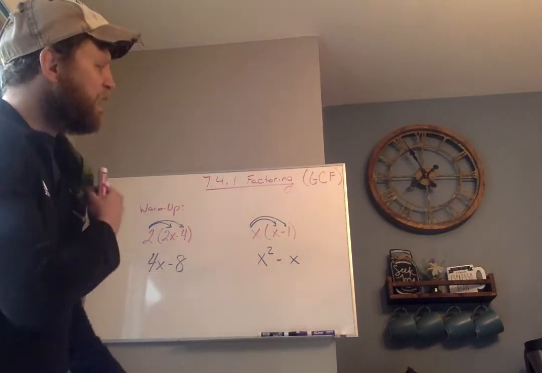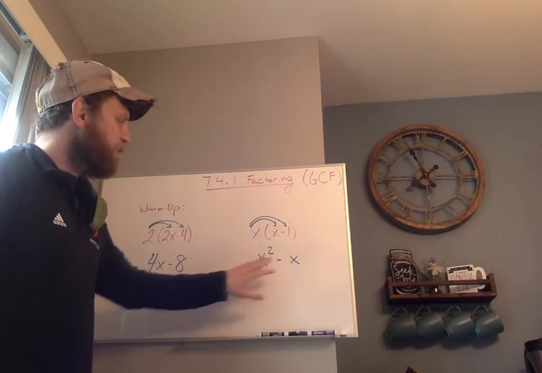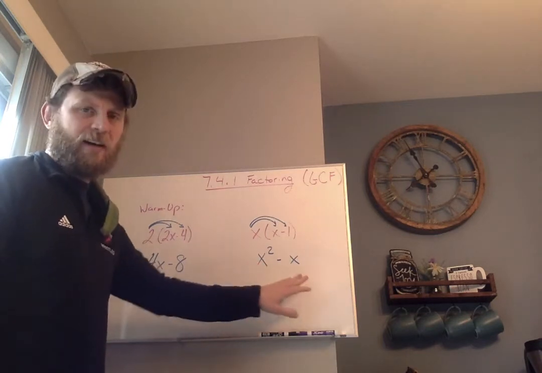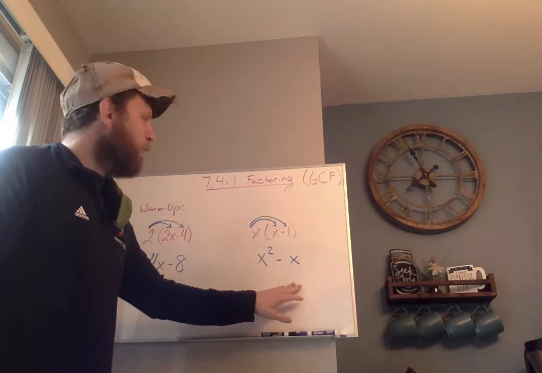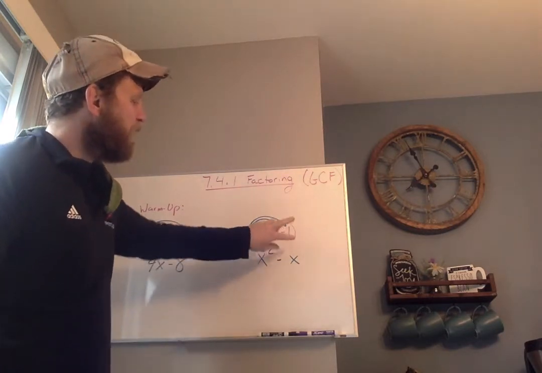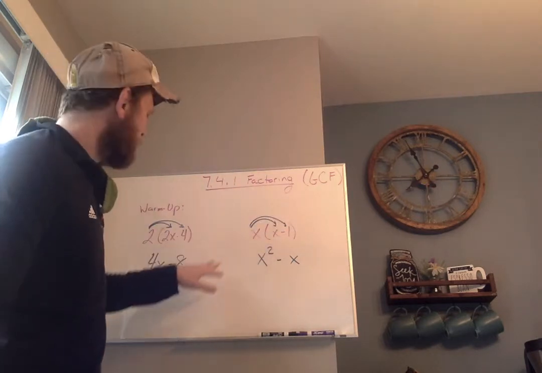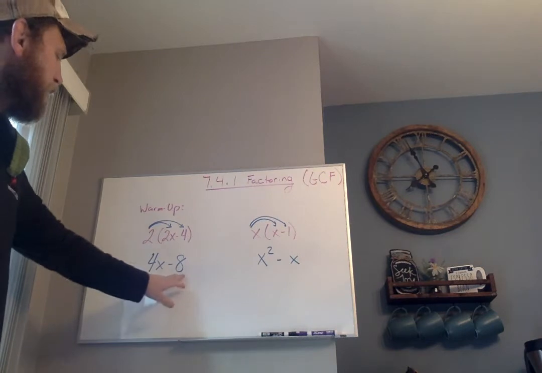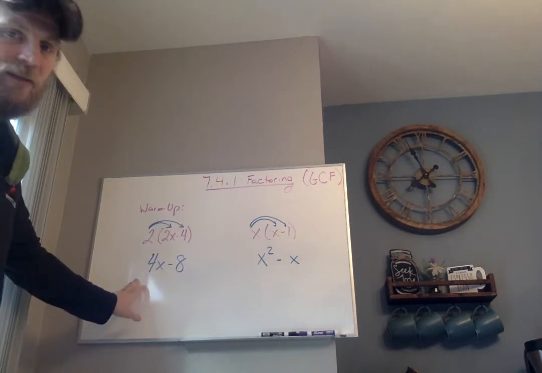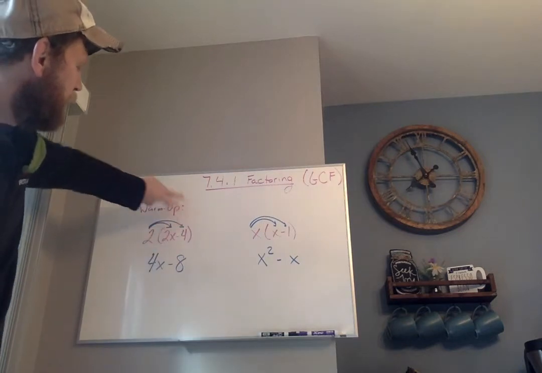I think here on the left, or the right, you can see that both of these pieces have an x. So in order to go from here to here, I would take that x out and pull it out. So I would reverse these arrows and pull it back out. Over here, they don't have an x in common, but they're both even numbers, and 2 goes into all even numbers. So I would reverse those arrows and pull it out.